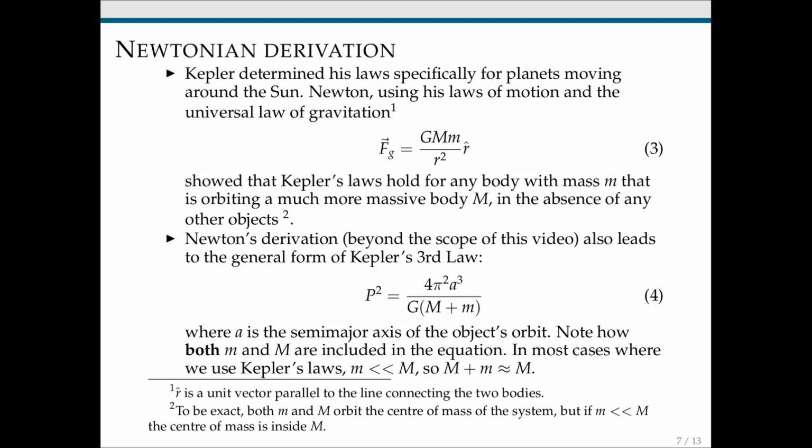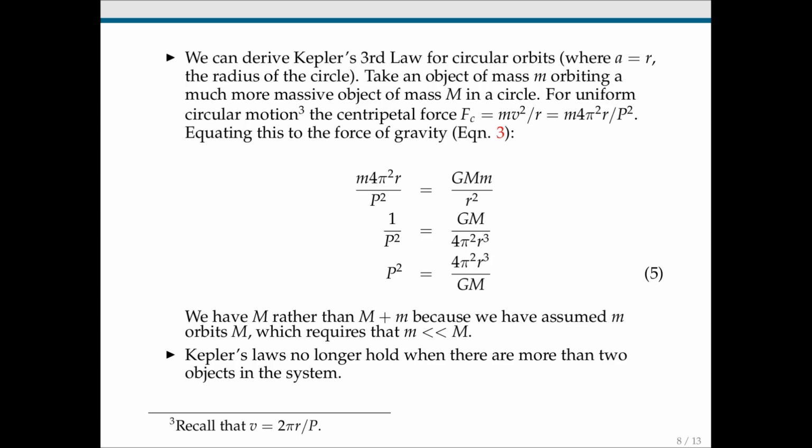We can derive Kepler's third law for the limited case of a circular orbit, where A is equal to r, the radius of the circle. Take an object of mass little m, orbiting a much more massive object of mass big M in a circle.